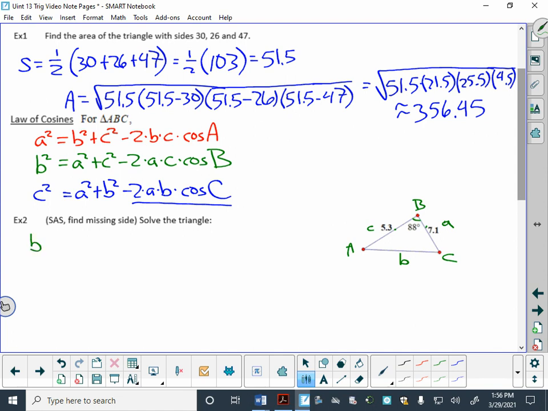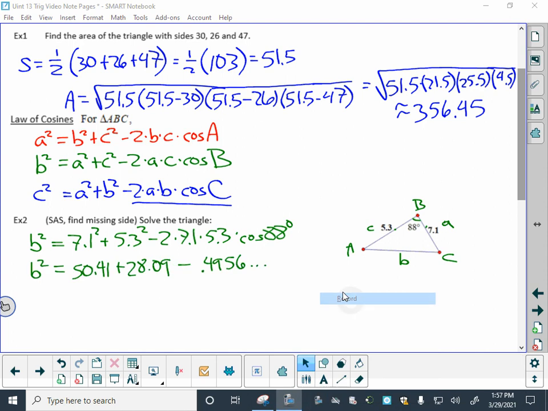Okay. So I'll write b squared is equal to a squared, so that's 7.1 squared, plus c squared, 5.3 squared, minus 2 times 7.1 times 5.3 times the cosine of the 88-degree angle. Okay. I'm going to pause for a second and calculate some of these. So you should take a minute here to check and verify that you get the same number. 7.1 squared is 50.41, 5.3 squared is 28.09.